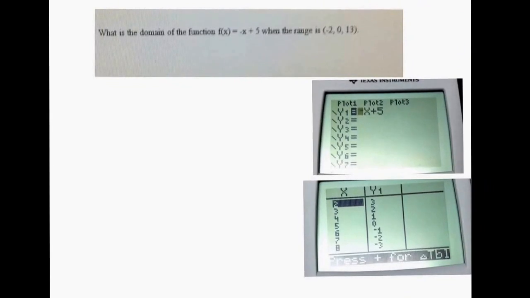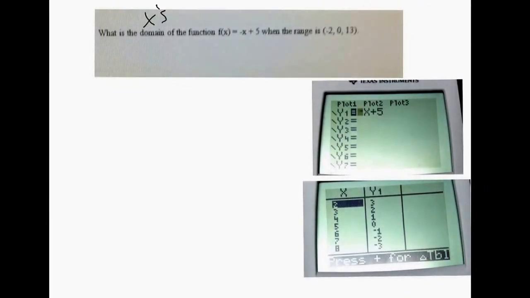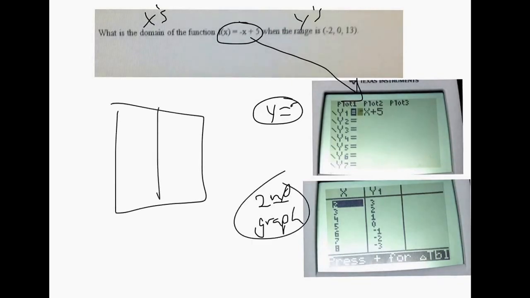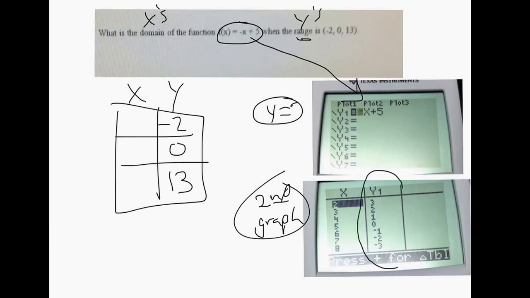The next one is the opposite of that. It says what are the x's using this function when the y's are that. So again, I go and I type in my function here. So we did y equals to get there. Then we did second graph to get the table. The difference in this one is that this time I was given y's, so the -2, 0, and 13 go over here. So now I'm looking at this side and I'm writing down this side.